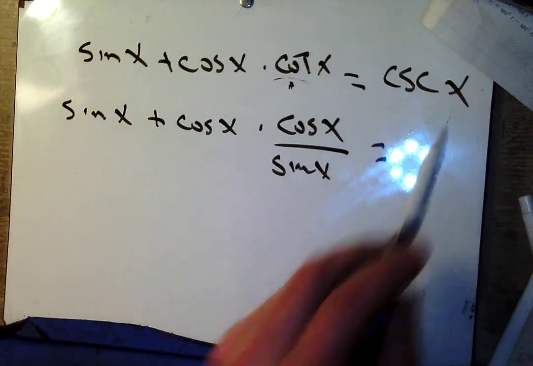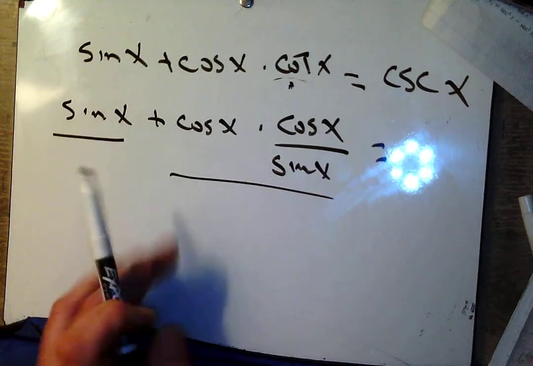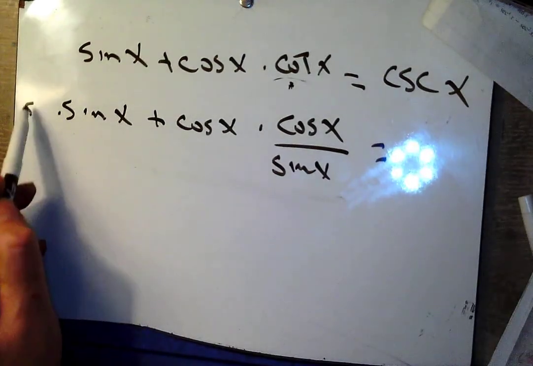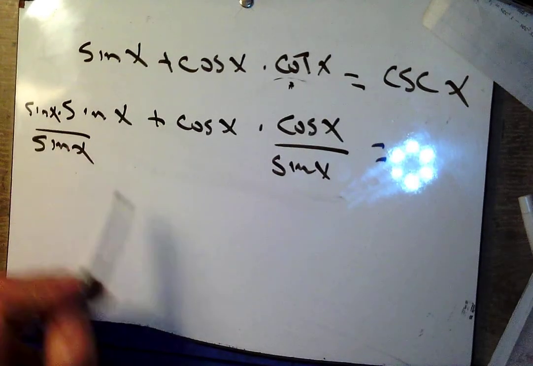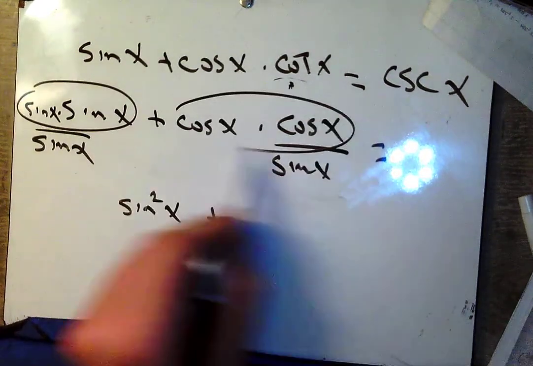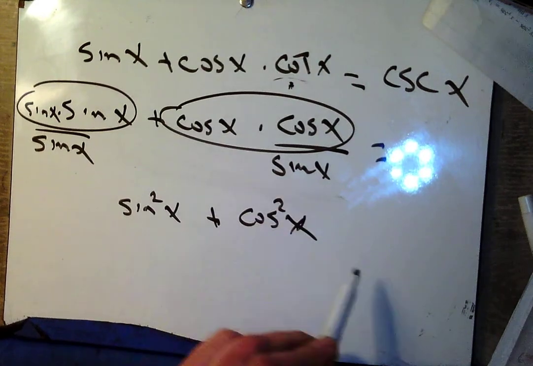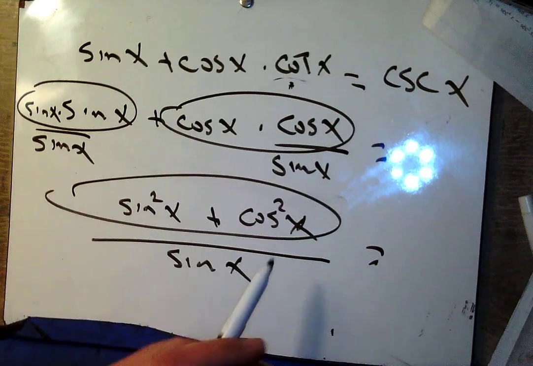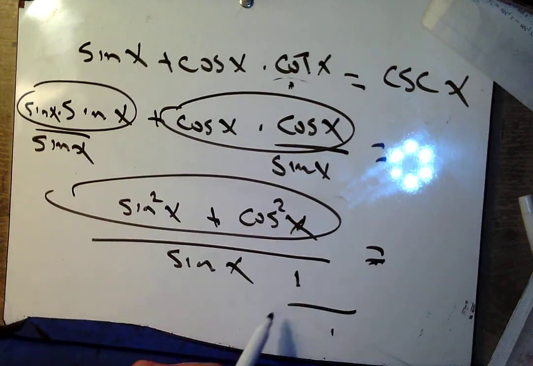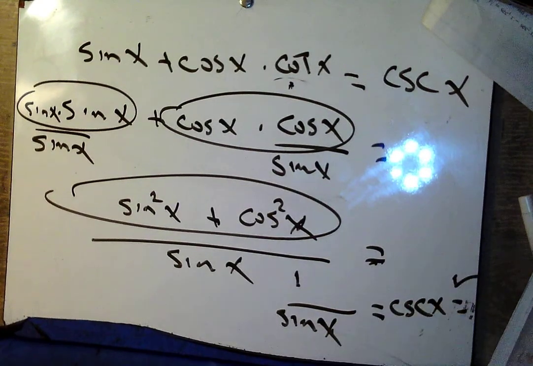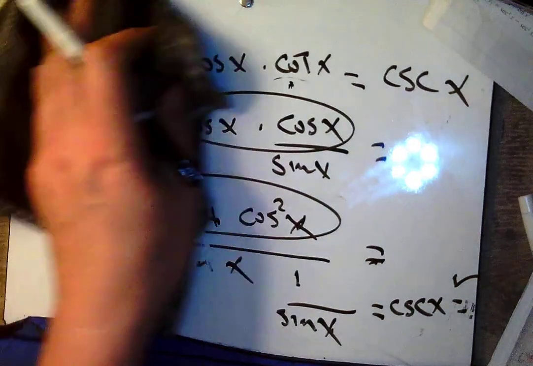So if I've got one term here, but I have two terms here, I really think I want to make a common denominator and combine those into one. So this gets a sine over a sine. So now what do I have? I've got sine squared plus cosine squared over the common denominator of sine. What's sine squared plus cosine squared? 1. And 1 over sine is cosecant, and I'm all done. Okay? All right. How about this one?